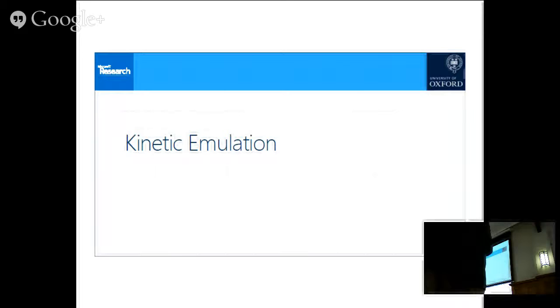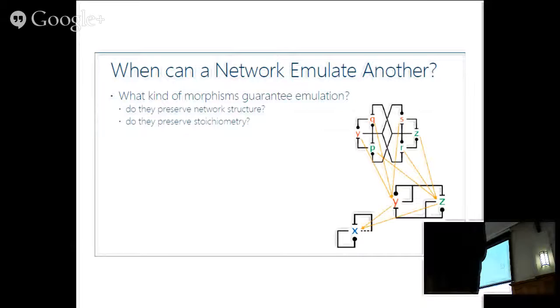So the question now becomes, when can a network emulate another one? So when can you find a mapping from one network to another such that their kinetics become identical? And that's the question I want to answer. And somehow you need to preserve the structure of the network, but also need to preserve the stoichiometry, the numerical aspects of the network in some way.